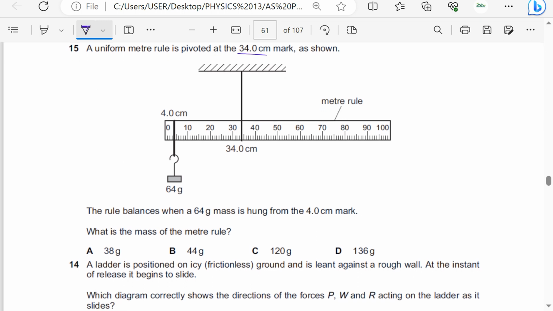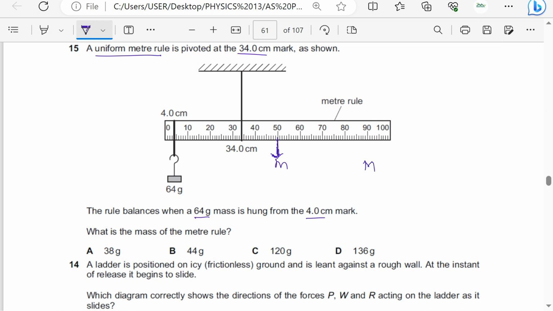The rule balances when a 64-gram mass is hung from the 4 centimeter mark. What is the mass of the meter rule? So it is a uniform meter rule. That means its mass is at the center. So let me look for the center. It is at 50. So I'll call the mass M. But I don't want to use an arrow because the mass is not a force. So the mass of the meter rule is here and it is M.